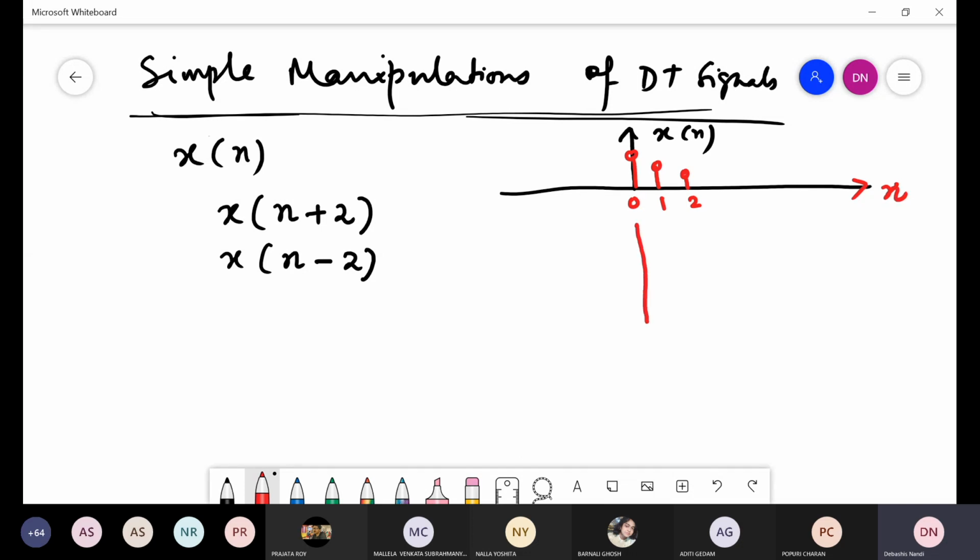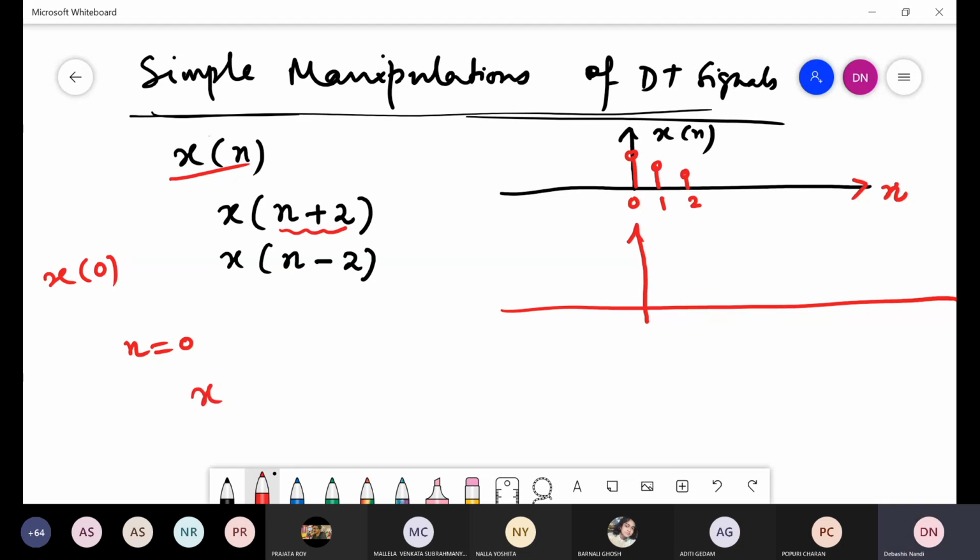Now, if you want to perform transformation or manipulation on the independent variable n in this way, by writing n plus 2 in place of n, then we'll see that at n is equal to 0, the original signal had x0, and here it will be x2, because if you put n is equal to 0 here, then obviously the value you are getting here is x2.